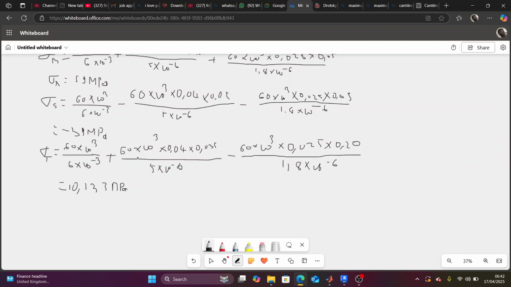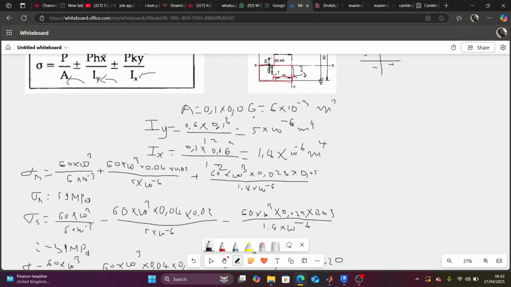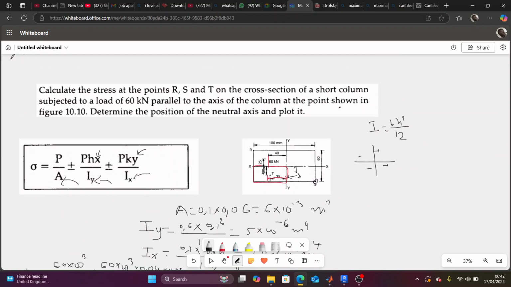Now, that was the first question. If you look at the problem, the first question was to determine the stress at each point R, S, and G across the section of a short column subjected to the load shown. That's what we did. We got R, S, and G, and that's how we do it. The second thing they say is determine the position of the neutral axis. If you remember, I explained in the beginning, the neutral axis is simply the point where it does not bend, where it is not subjected to any stress.